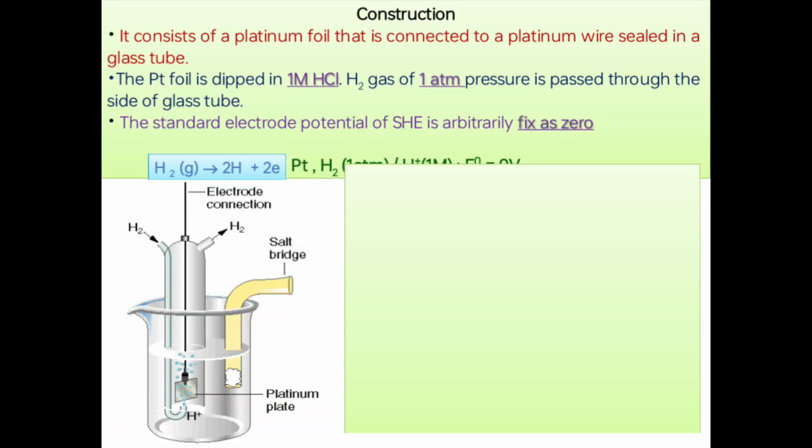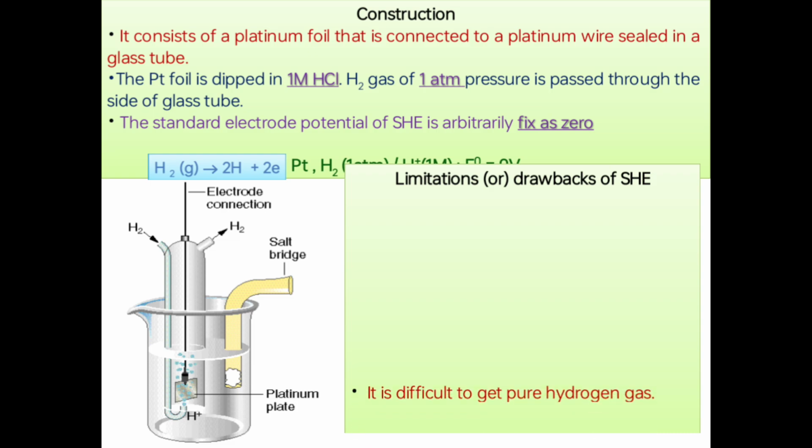Construction: it consists of a platinum foil connected with a platinum wire sealed in a glass tube. The platinum foil is dipped in 1 molar HCl. H2 gas at 1 atmosphere pressure is passed through the side of the glass tube. The standard electrode potential of SHE is arbitrarily fixed as 0.